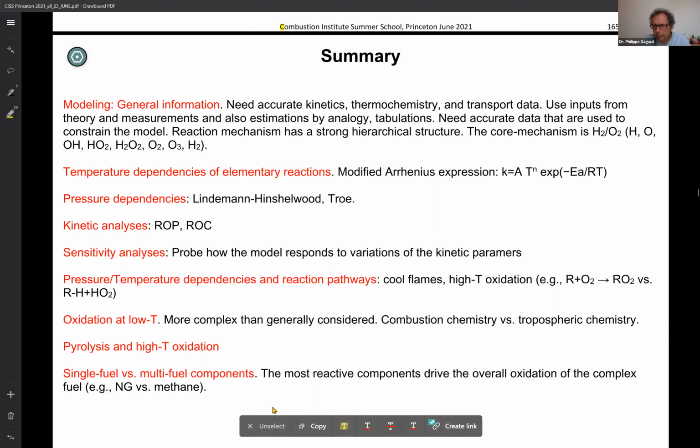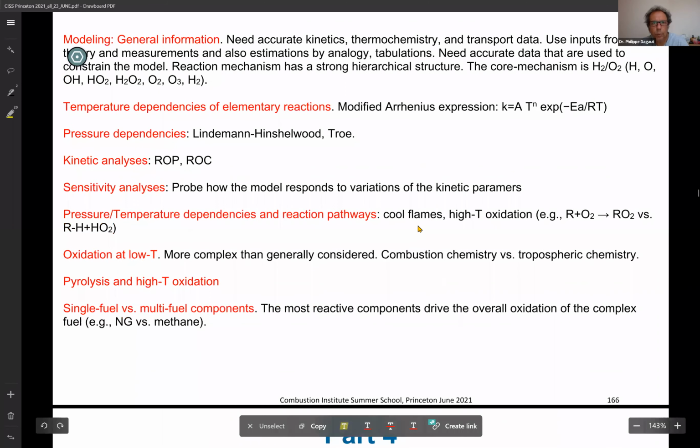Well, I've been a bit quick, and I could start the pollutants formation. We still have 20 minutes. Well, let's first look at the question.